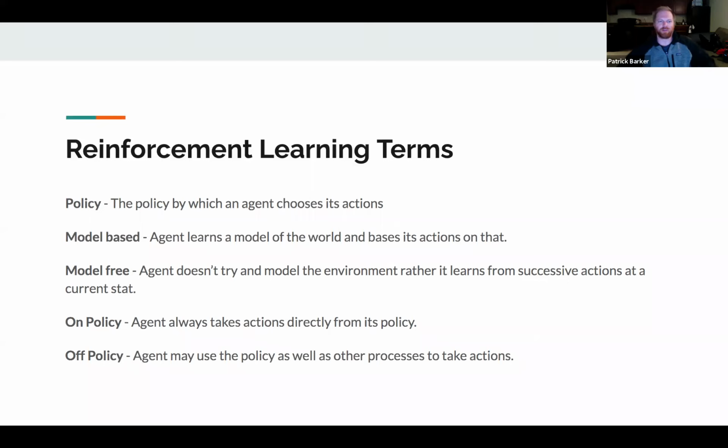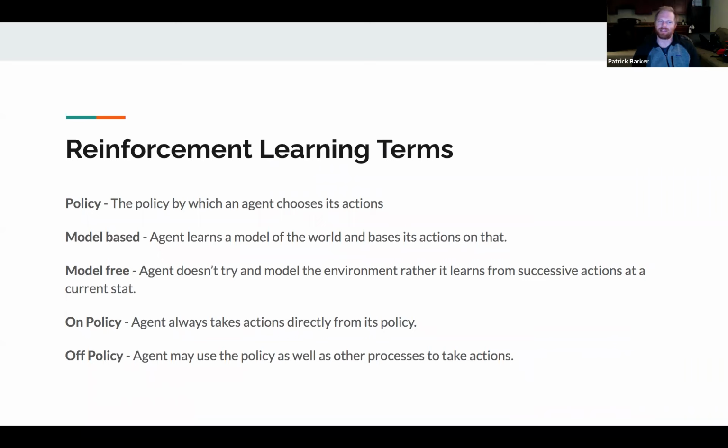Here's some common reinforcement learning terms. You have a policy, and this is the way an agent chooses its actions. So it's kind of as simple as that: the agent's always going to have a policy within an environment. You have model-based reinforcement learning algorithms. That basically means the agent is going to learn a model of the world and base its actions on that.